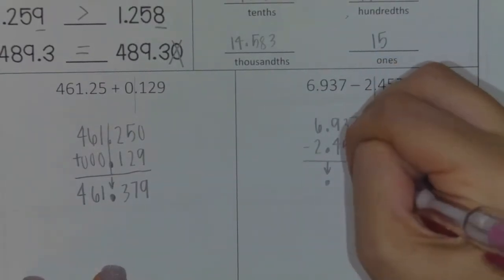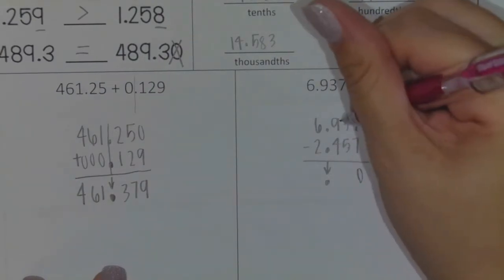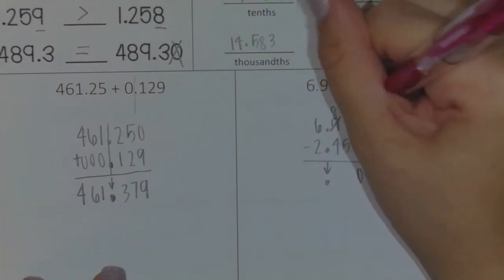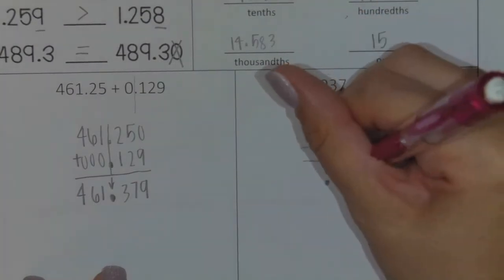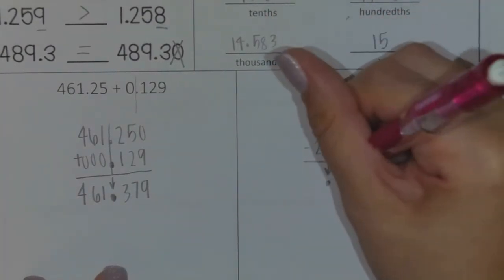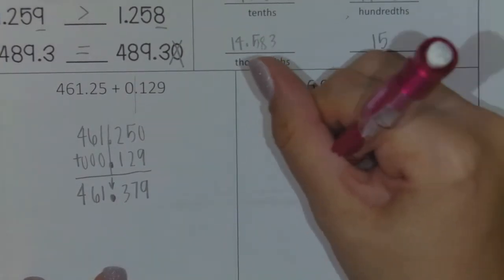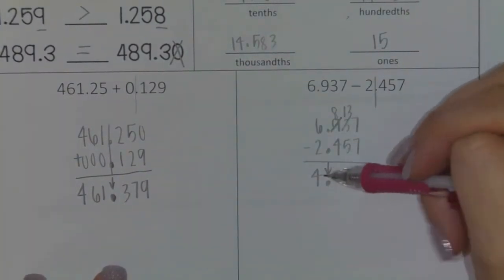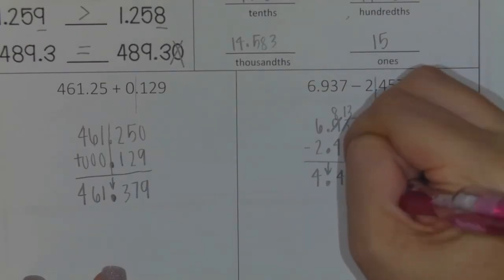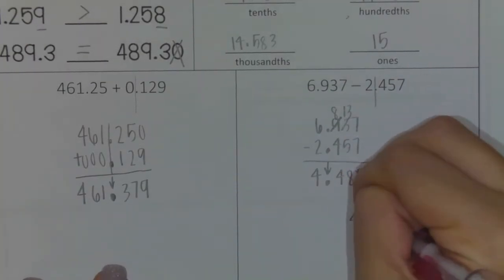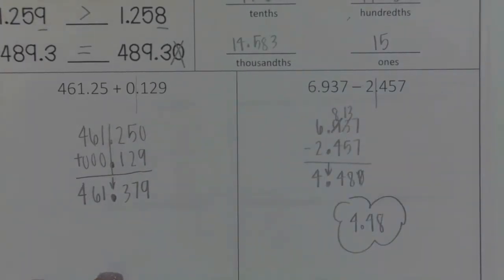Okay, so when I subtract, I'm going to bring that decimal straight down, just like before. I have 7 minus 7, which is 0. 3 minus 5, I can't do, so I have to go borrow. My 9 becomes an 8. My 3 becomes a 13. So now this is 13 minus 5, which is 8. 8 minus 4, which is 4. My decimal's already there. And 6 minus 2, which is 4. So right now I have 4 and 480 thousandths. But remember, this is an unnecessary 0. I don't need it. So I get a final answer of 4 and 48 hundredths.